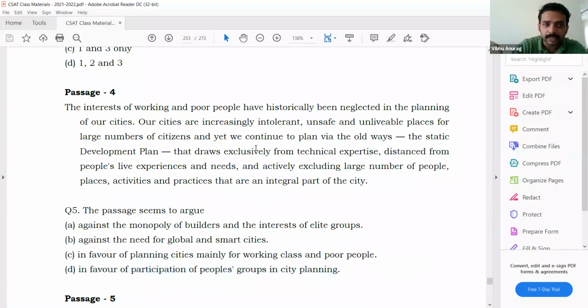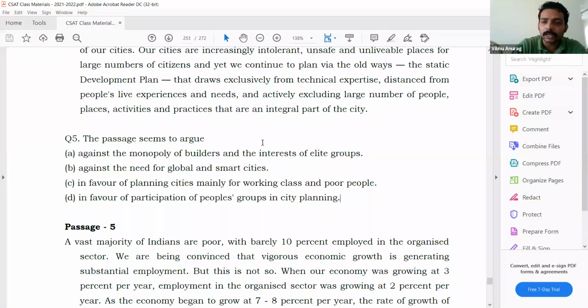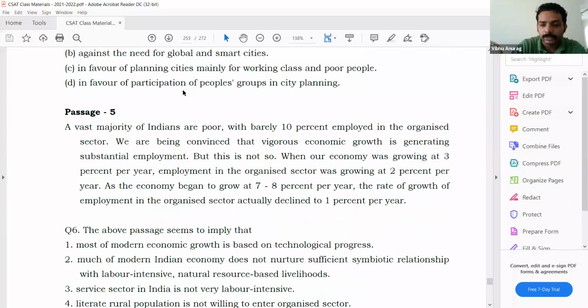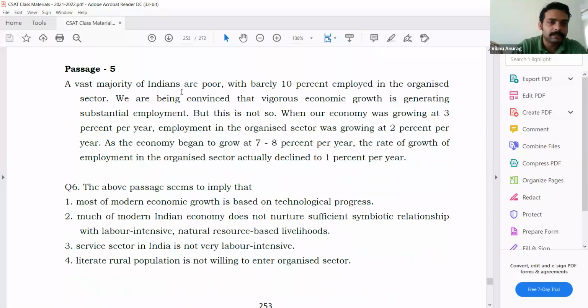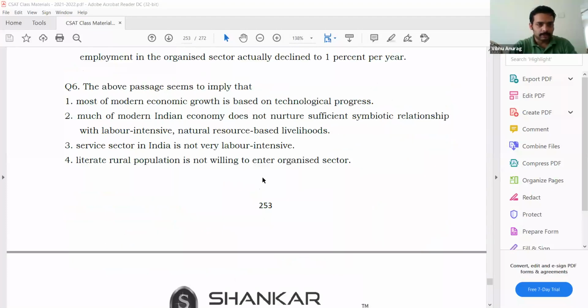So I hope everybody is clear with the first 5 questions. If you are, please type clear in the chat box. If you are clear, please mention it in the chat box. If you are not clear, please ask whatever your doubts are.